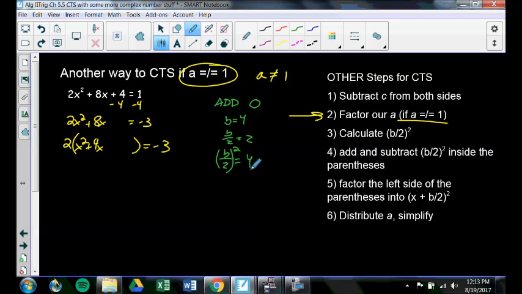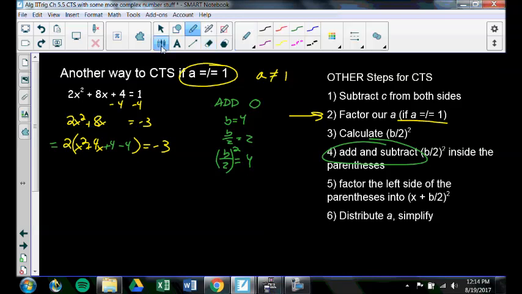Well, I'm not going to add 4 to both sides. I'm going to add 4 here and subtract 4 here. Because what I really just did was I added 0. I added and subtracted b over 2 squared inside the parentheses because that's adding 0. And adding 0 doesn't change anything. So this equation here is the same as this equation here. Nothing changed.